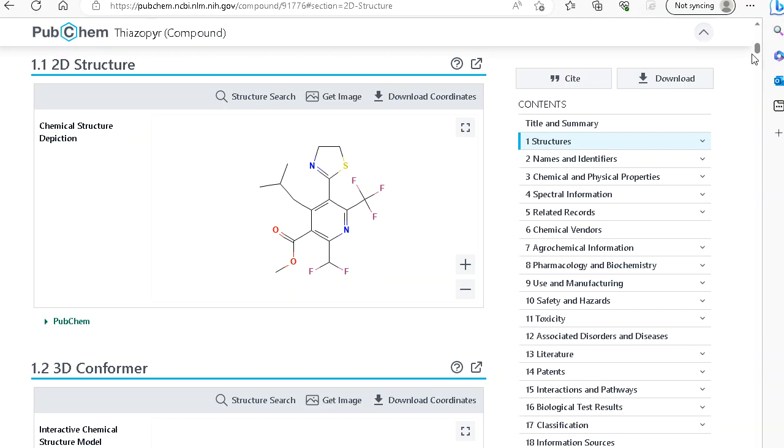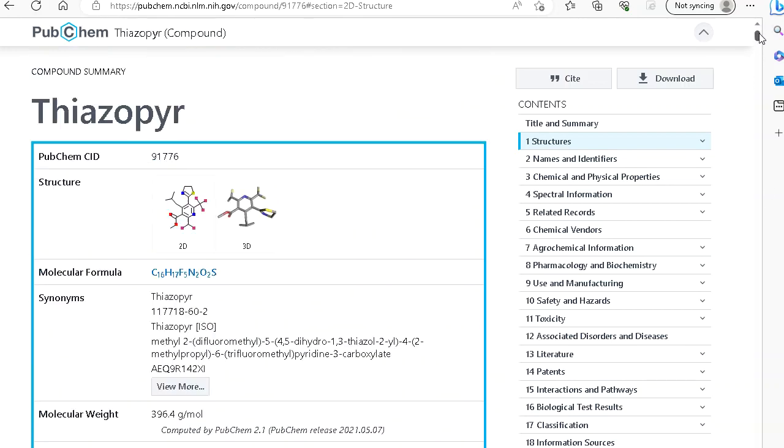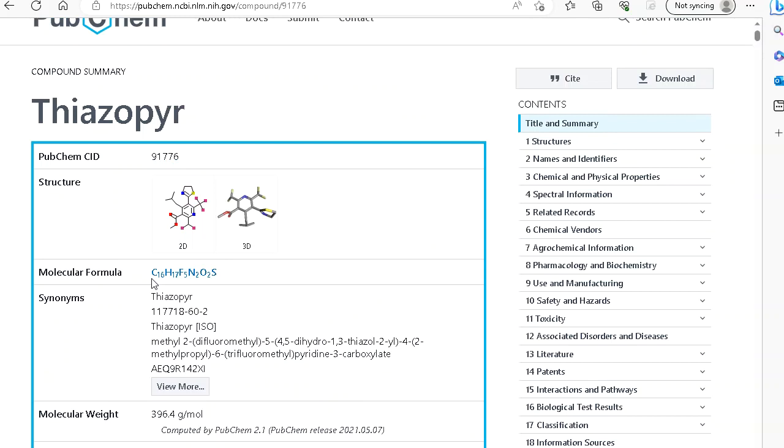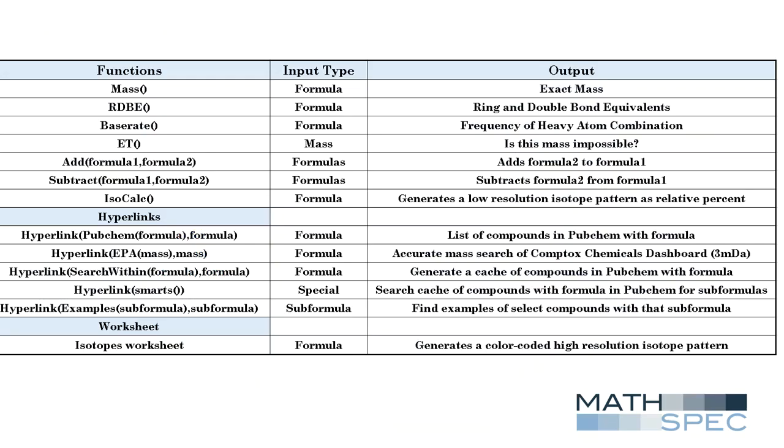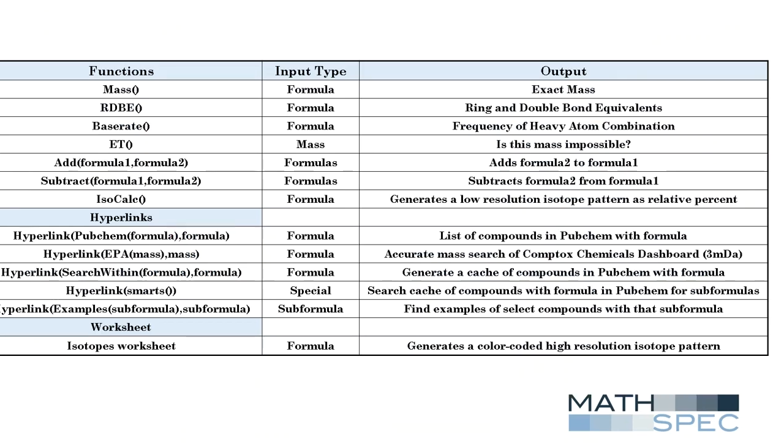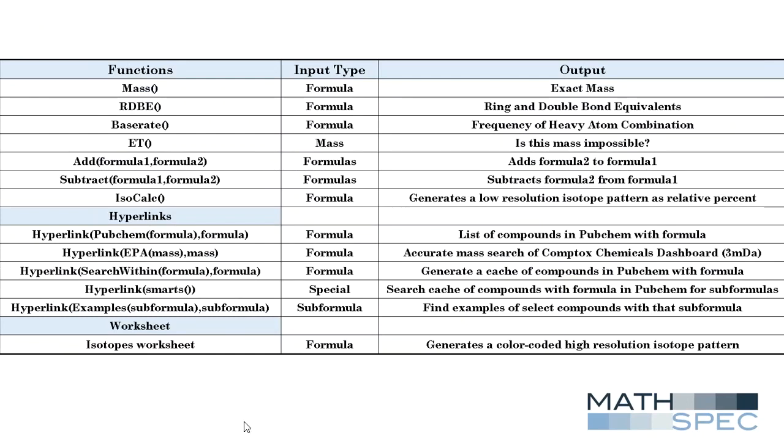So now we can get the formula. It's C16H17F5N2O2S. So in this case, we identified the compound, or what appears to be the compound, and then we were able to get the molecular formula. This is a brief summary of some of the functions and hyperlinks that are found in our Excel add-in.